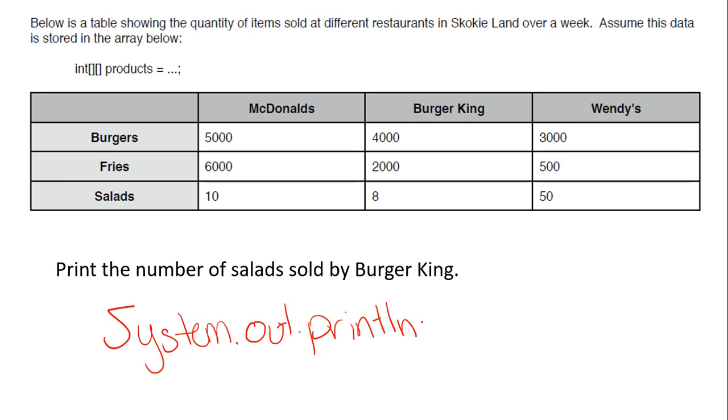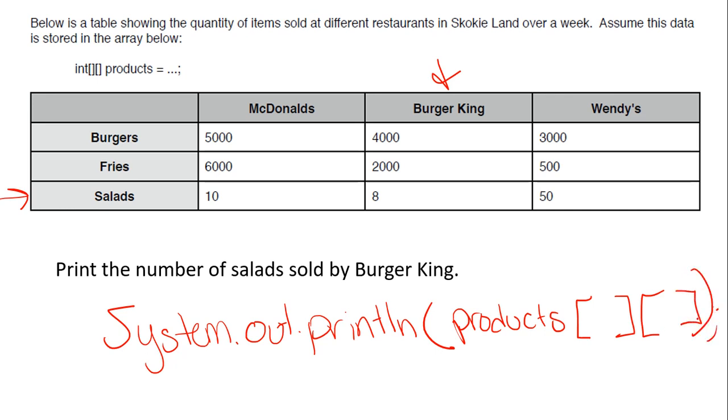System.out.print line. Okay, now Burger King. Burger King is this spot, and they want the number of salads. Okay, so that would mean, well, I'm going to call the name of my array, products, and then I need to provide it some coordinates, if you want to call it that, to be able to find it. Well, rows and then columns, right? So salads would be in row 2. Burger King is column 1. So products[2][1] would be the salads sold by Burger King.